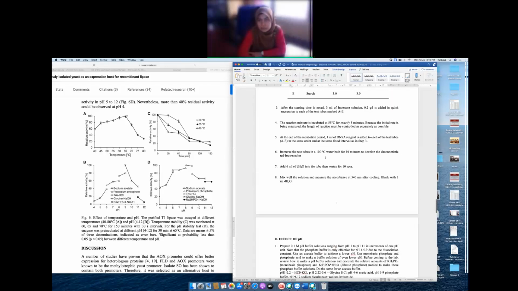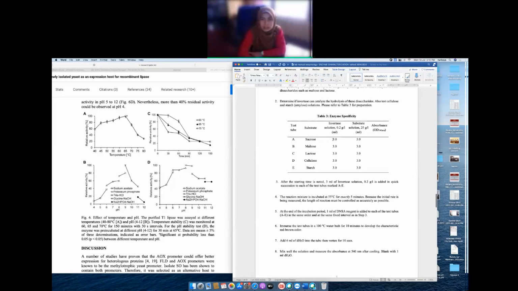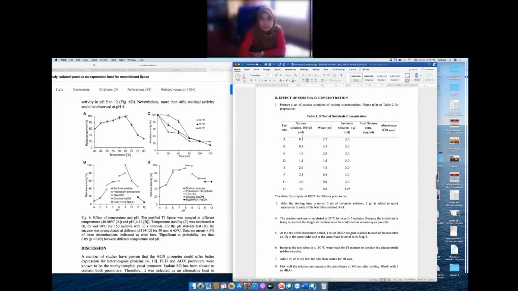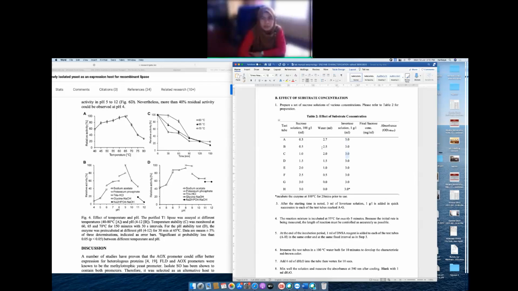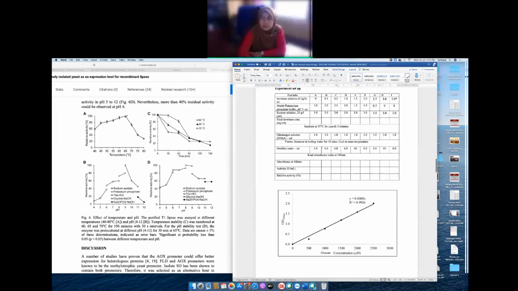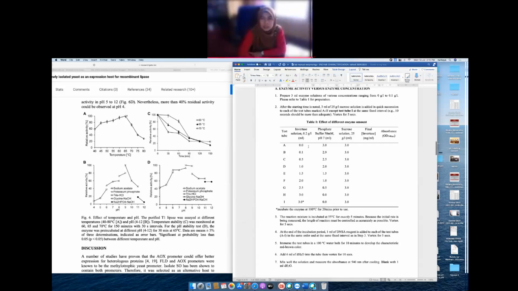If you look at the earlier part, you see here we have put the enzyme 3 ml, or the 3 ml enzyme and then 3 ml substrate. If you go up still, we have 3 ml of enzyme. For the effect of enzyme amount, still we have 3 ml of enzyme. So 0.5 plus 2.5, 1 plus 2, 1.5 plus 1.5, so that the total volume will be 3 ml.